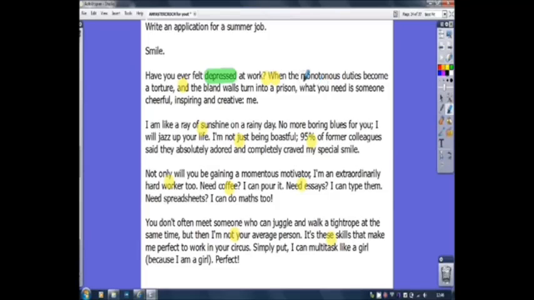When the monotonous duties, here she's really striving for that vocabulary. We've already talked about it being a metaphor, and then another metaphor, and then emotive language, cheerful. And of course torture was emotive language, and prison was emotive language. Inspiring and creative like me. Well, here we've got a contrasting pair, the creative and inspiring compared to monotonous and torture. Here we've got effectively another one-word sentence, but it's linked to this one using the colon.